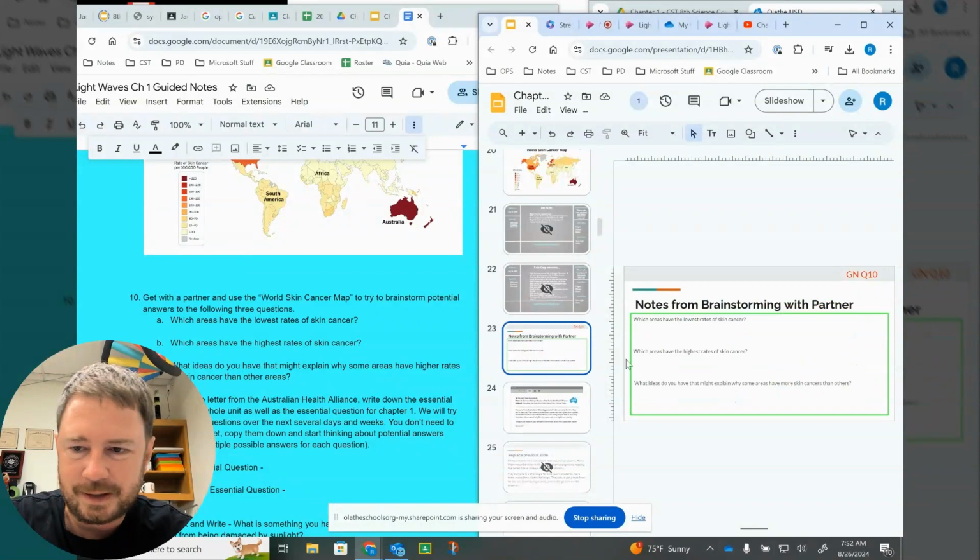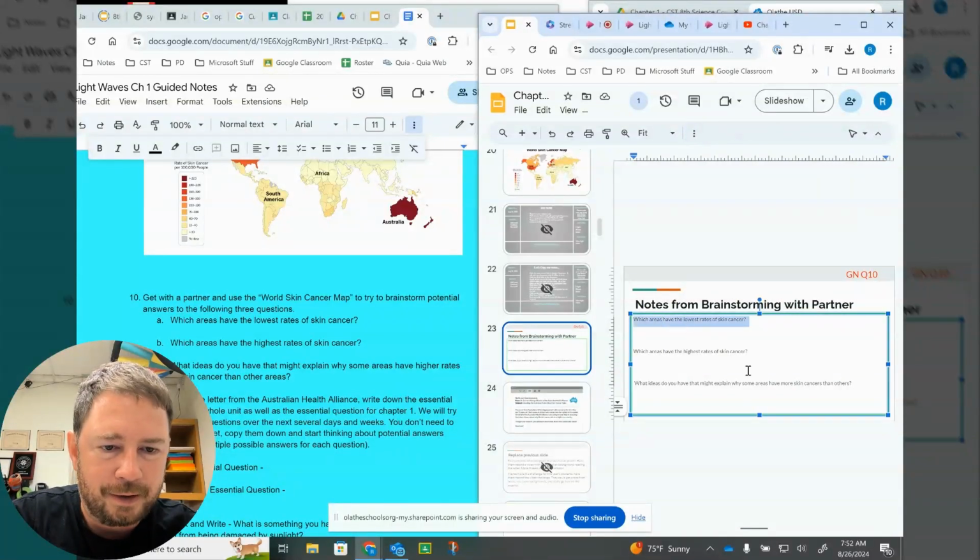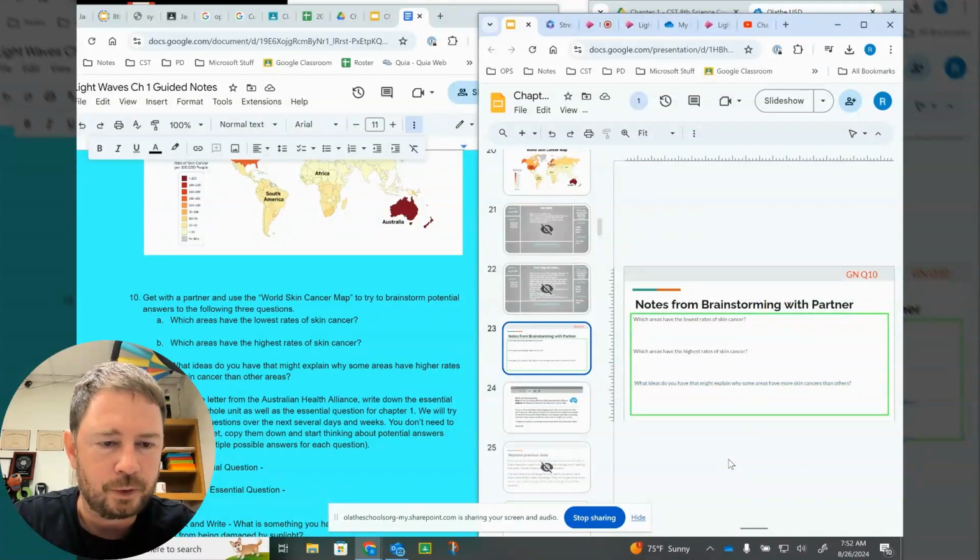Okay, question 10 is brainstorming with a partner. So work with someone else, although if you've been sick and you're at home, just do it on your own. Which areas have the lowest rates of skin cancer? Which areas have the highest rates of skin cancer? What ideas do you have that might explain why some areas have more skin cancer than others? So pause and answer these 3 questions with a partner or by yourself if you don't have a partner currently.